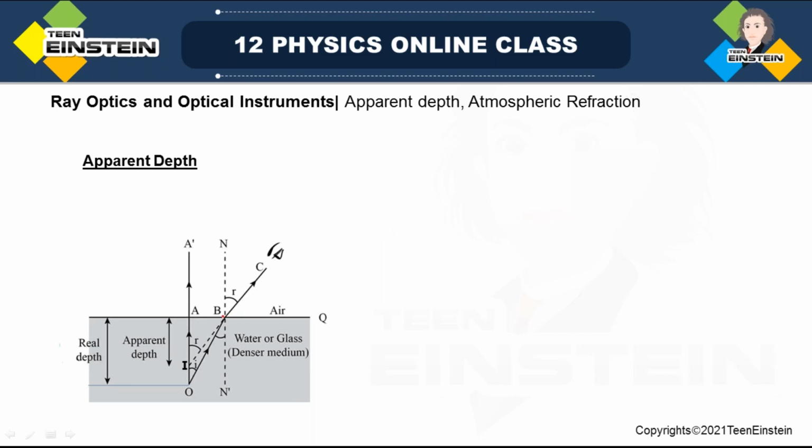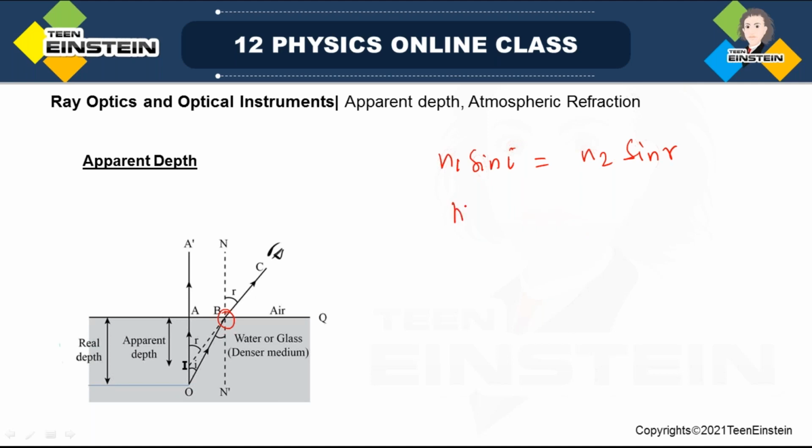Look, if we just consider at this point, this is the B. If I just consider this refracted ray for this itself. Look, if I write Snell's law, N1 sine I is equal to N2 sine R. Okay, so this is the Snell's law.